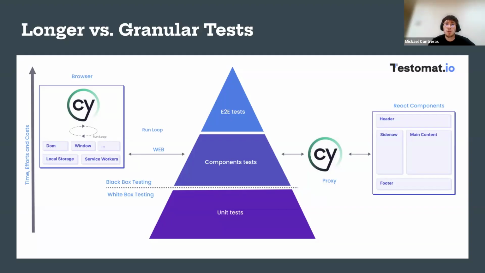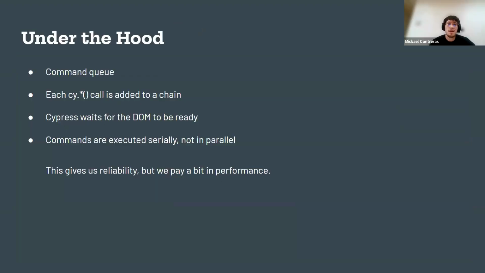Cypress allows you to cover all three layers, and while it's known for its end-to-end tests, it's become more popular for component testing too, especially with React. The takeaway here is you want a mix. Don't just write a ton of end-to-end tests; use them where it matters, like flows that involve real user behavior. Fill in the rest with faster, more granular tests to keep your suite maintainable and fast.